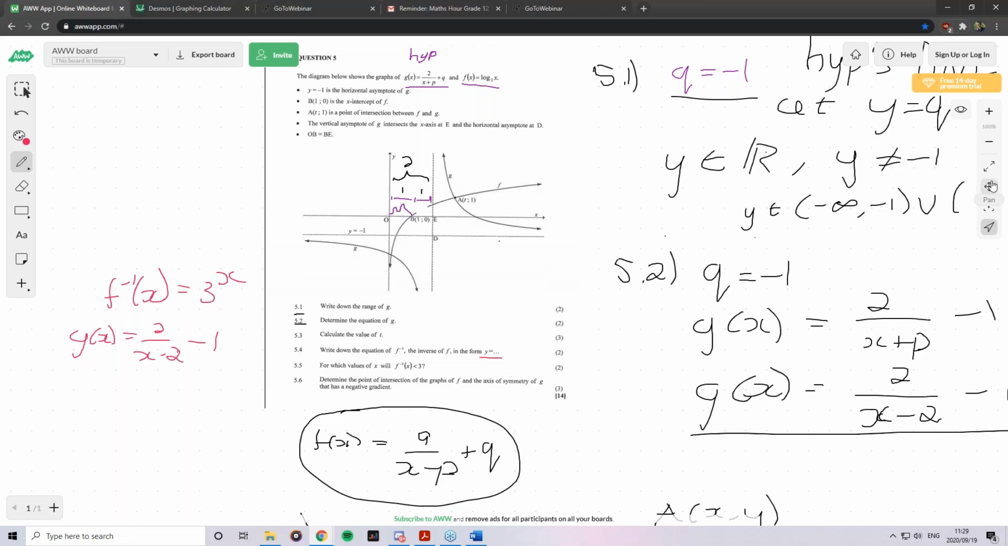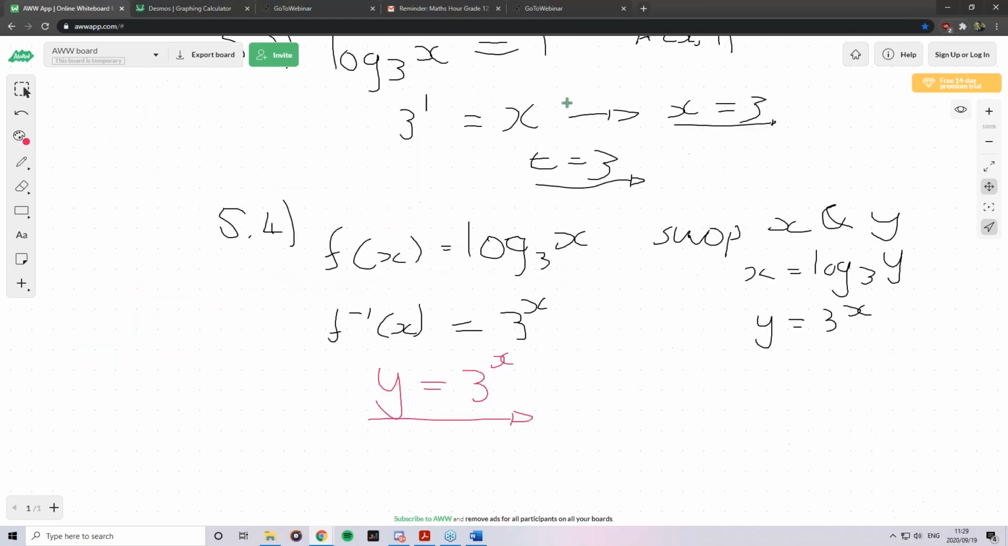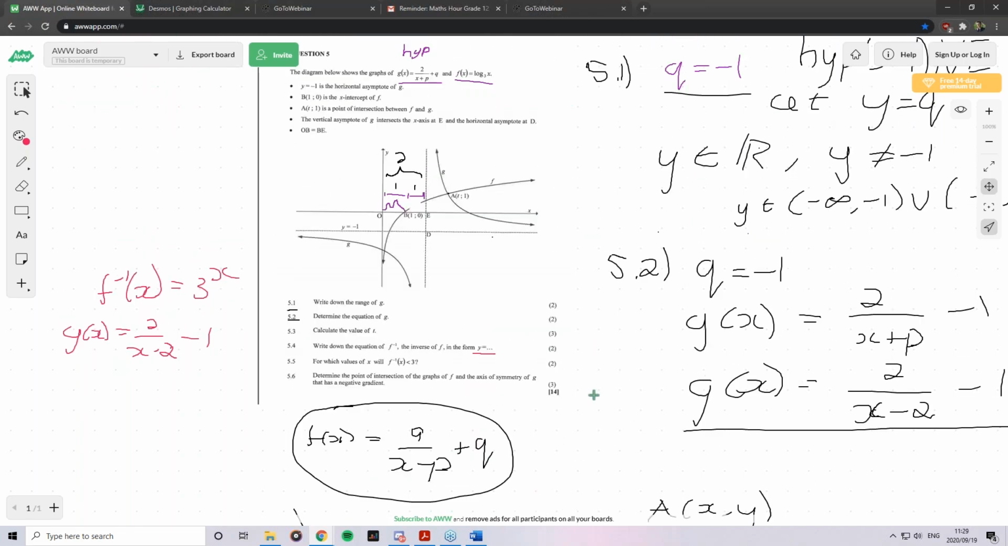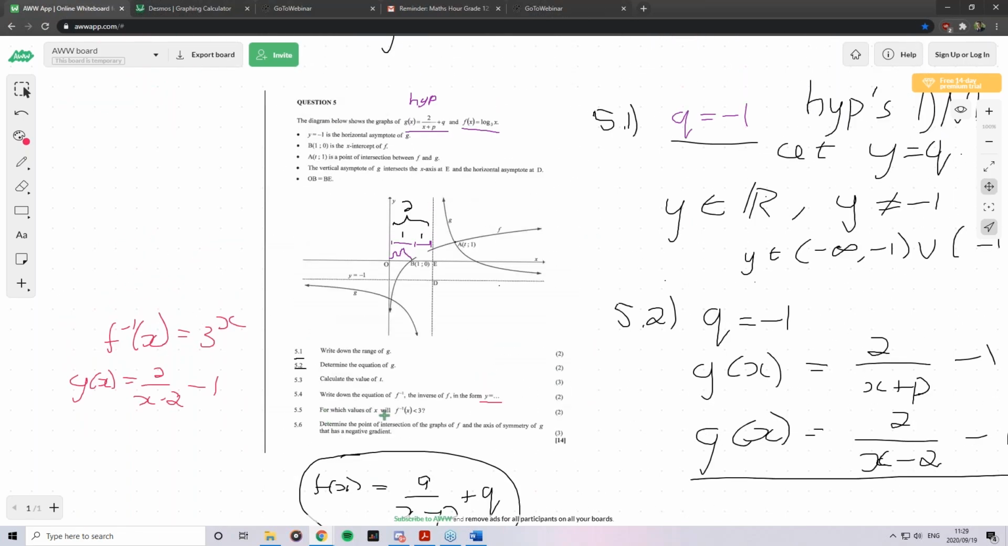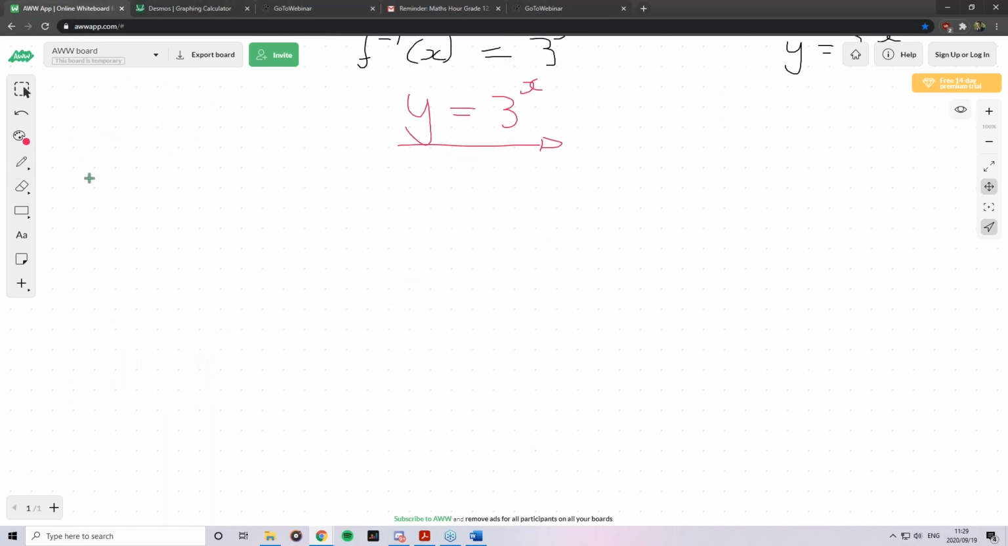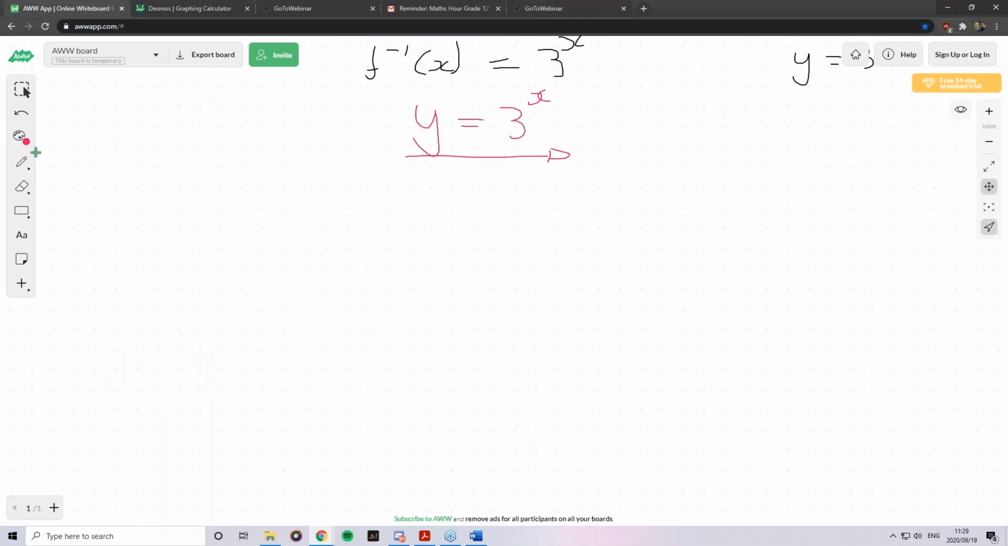All right. Let's first read 5.5: for which values of x will the inverse of f(x) be less than 3? So what they're asking us is, where will 3 to the power of x be less than 3?